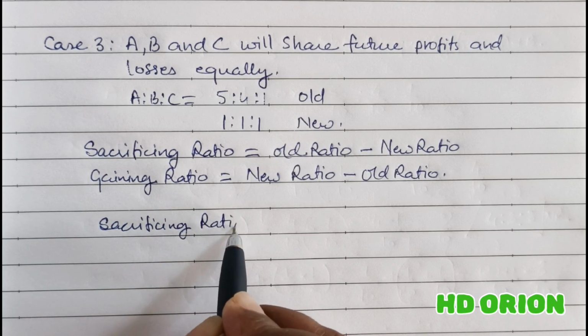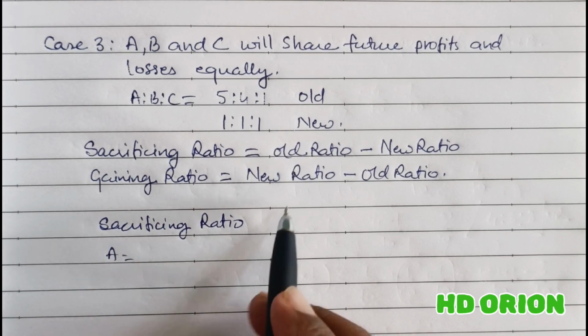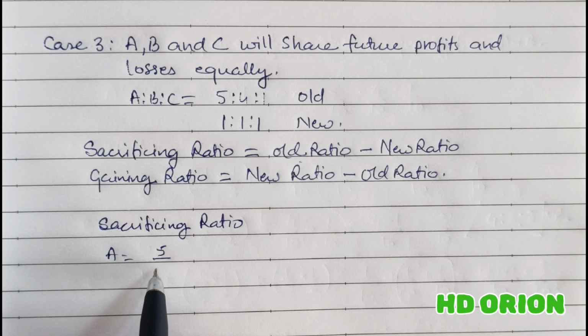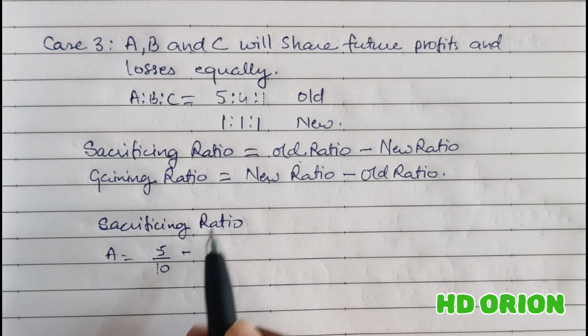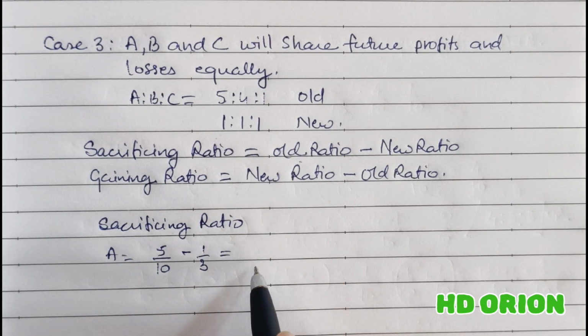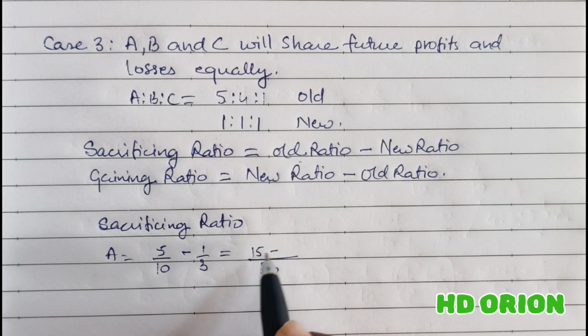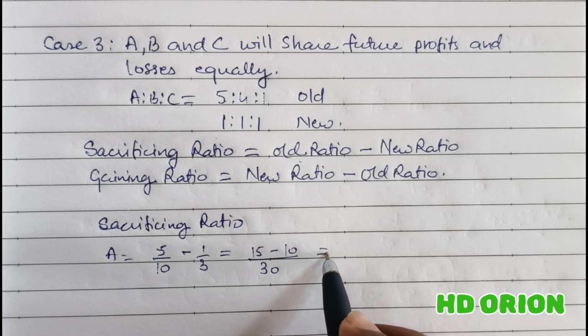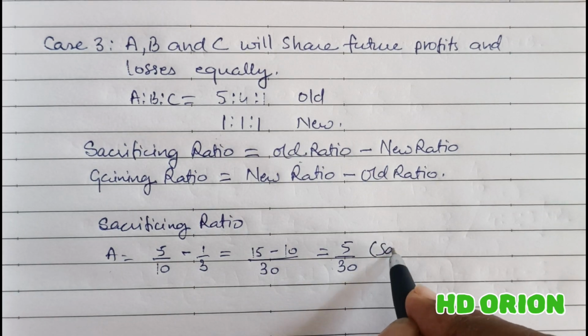Sacrificing ratio for A. Fine. For A, so old ratio. What was the old ratio for A? It was 5 by 10, 5 divided by total of the ratio, that is 10. And new ratio is 1 divided by total of the ratio, 3. LCM will be 30. 5 into 3 is 15 minus 10 into 1 is 10. So it is 5 by 30. Now A has sacrificed because the answer is positive. So here it is sacrificed.